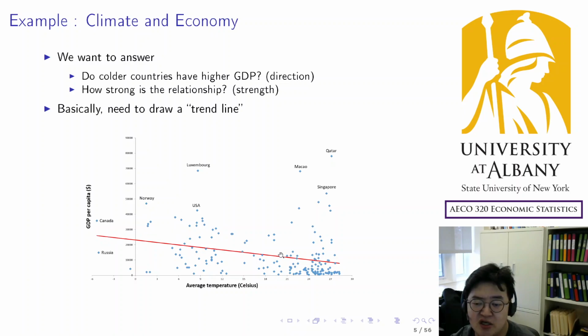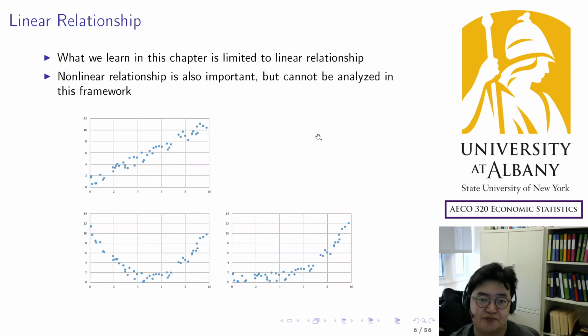Even though we can draw a trend line, there are a lot of outliers, deviations from the trend. So in that sense, the strength is pretty weak. Even if I know a country has an average temperature of 9 degrees Celsius, Luxembourg is this high, USA is here, and other countries are below. So the dispersion is pretty big. In that sense, the strength is weak. So remember, this is how we analyze the relationship of two variables.